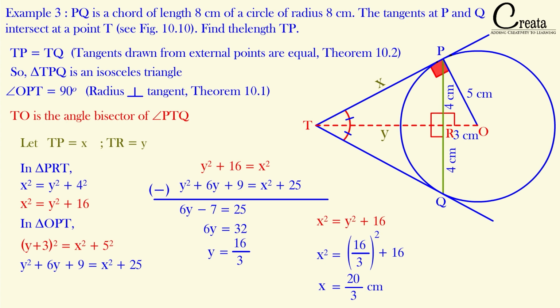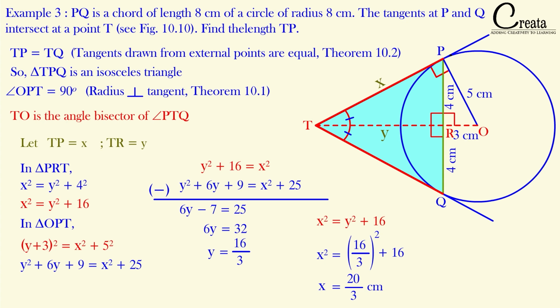The theorem 10.1, the angle between radius and tangent is 90 degrees. So we are having this triangle as a right angle triangle. We can apply the Pythagoras in this. This triangle is also a right angle triangle. We can apply the Pythagoras in this triangle too. And this triangle is also a right angle triangle. We can apply the Pythagoras in this triangle too. But this triangle is not a right angle triangle. This is an isosceles triangle in which two sides are equal to each other.